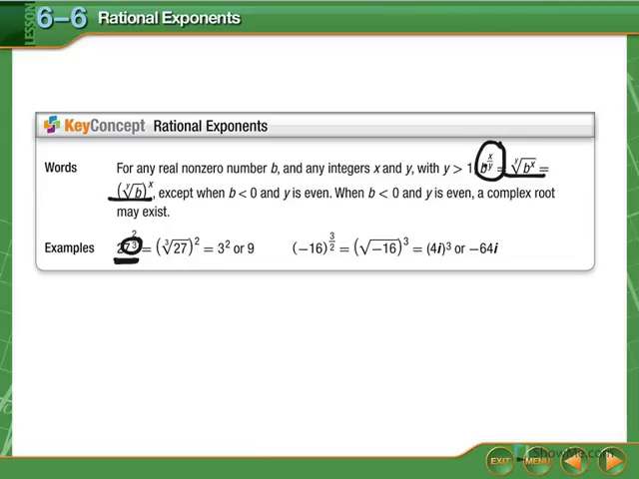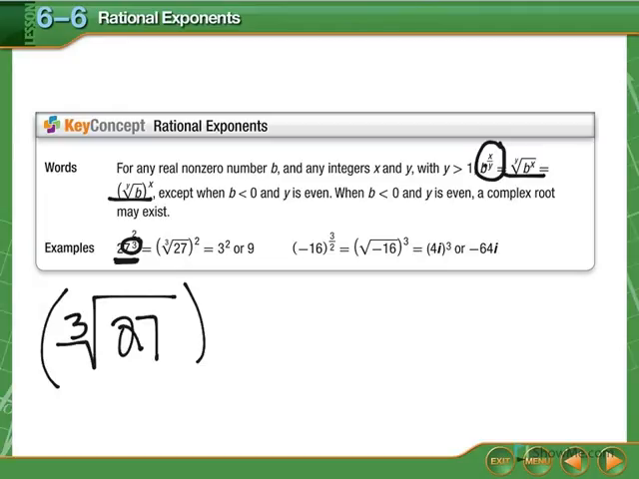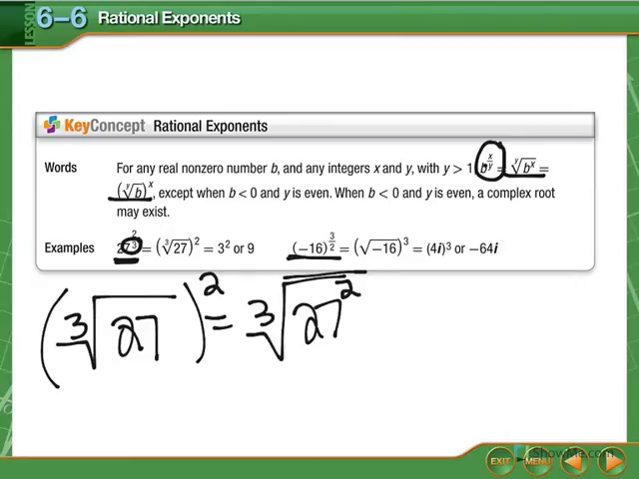Here it's going to be our y, and we're going to pull it out to the front. So our y root is 3, and then we're going to put our 27 on the inside. We can either write parentheses around it and square it all, or we can write it as the cube root of 27 squared underneath that radical. Either way is acceptable. Right here, the negative 16 to the 3/2 power, it's the same thing.